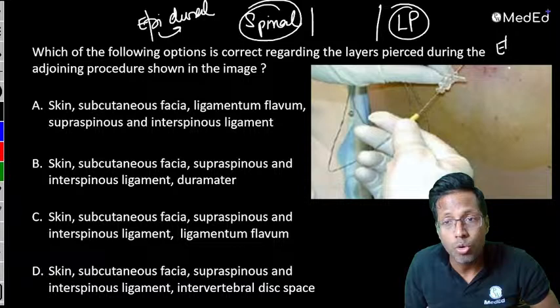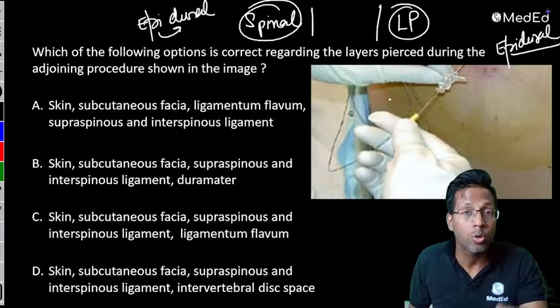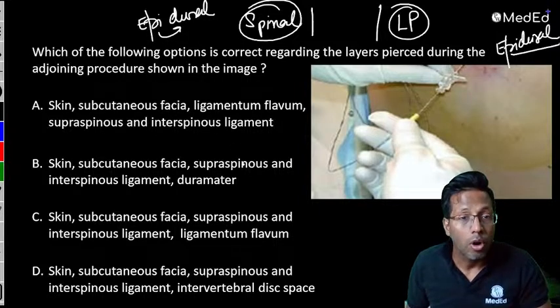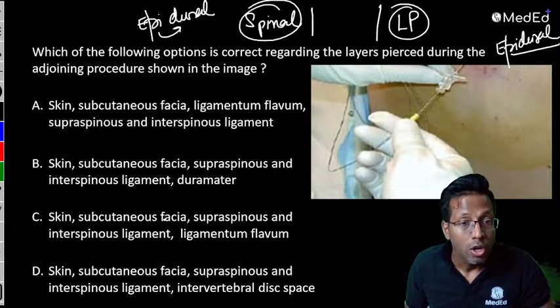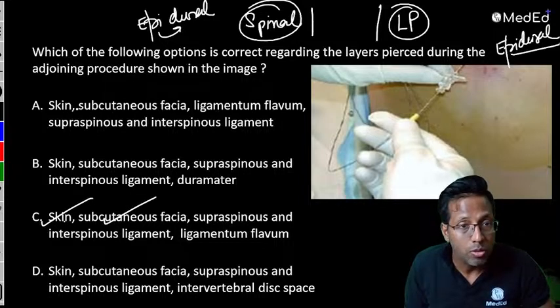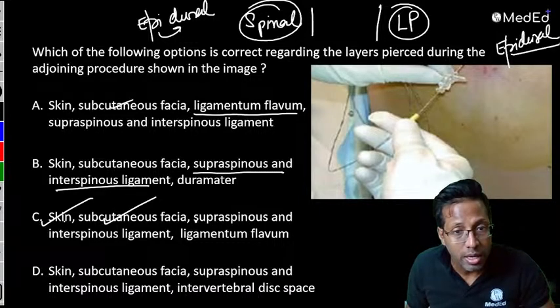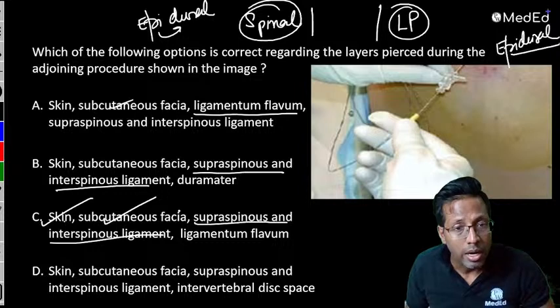The image being shown is of a catheter, and you insert a catheter when you're putting an epidural, not when you're giving a spinal. Routinely this is what is done. So which answer is correct? You are going to get skin, subcutaneous, this is correct. Skin and subcutaneous are there everywhere. Then here straight away ligamentum flavum is given as a third thing. Here they are given supraspinous, interspinous, which is correct, and the same thing is repeated over here, right? So the first option is absolutely out.